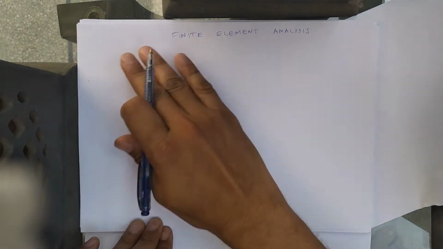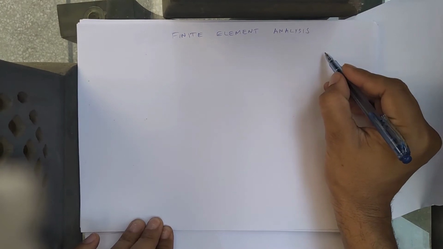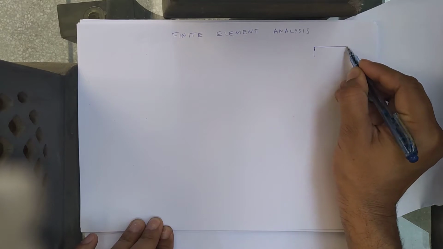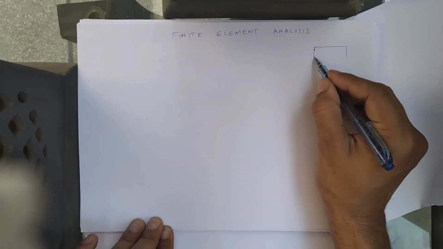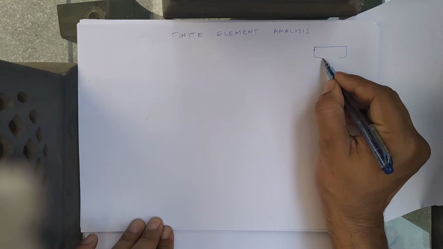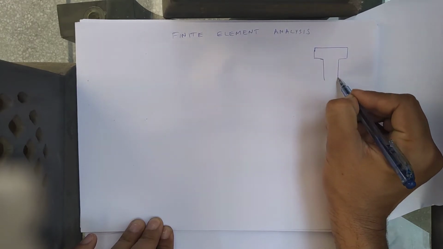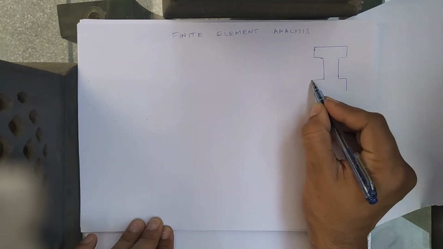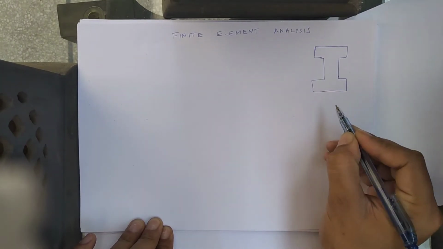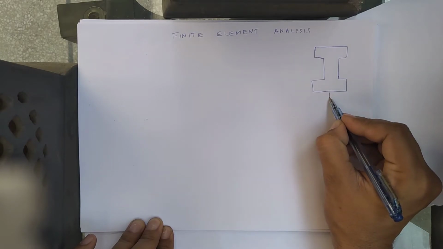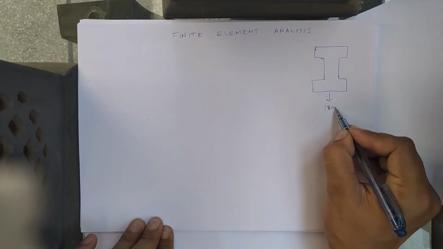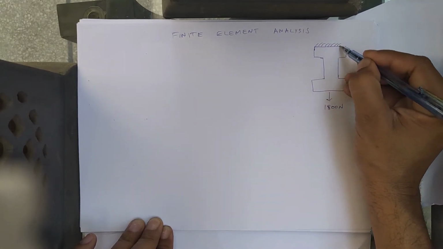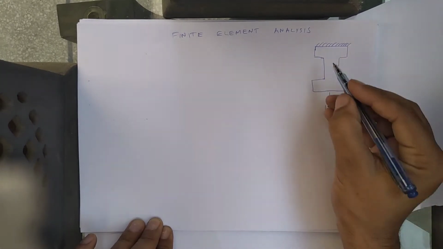Right? Like I told you before, in finite element analysis, what we do is we take, for example, a simple problem. Here we take a simple problem for statics. We have an I section like this, and we have a force of 1800 Newton applied on this end, and we have a fixed end on this side, right?